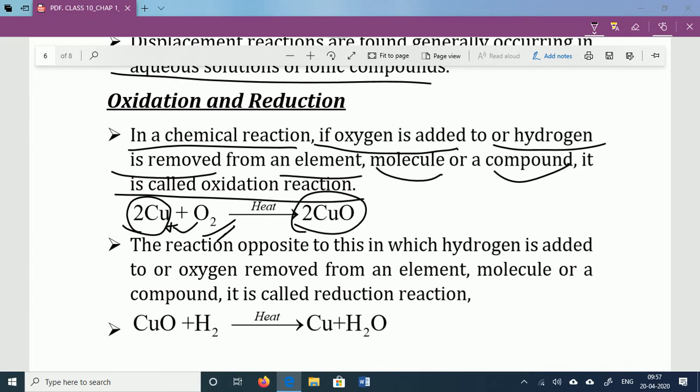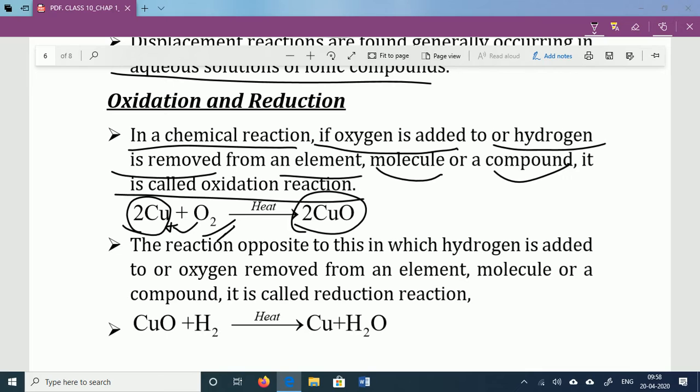Copper is oxidized, means copper undergoes the oxidation reaction. Okay, so this is about the oxidation reaction. This is the simple definition of oxidation and reduction reactions. Advanced definitions of oxidation and reduction reactions you will study in 11-12 standard.